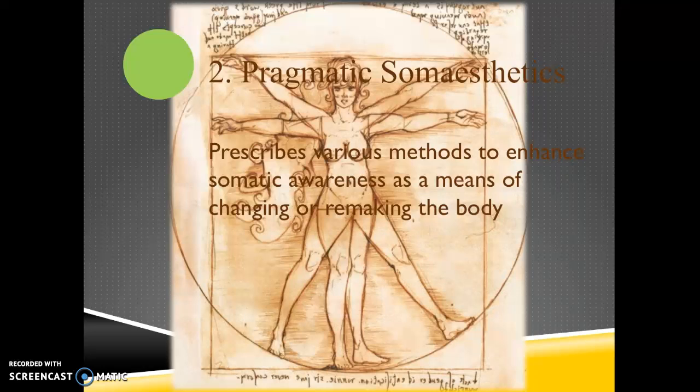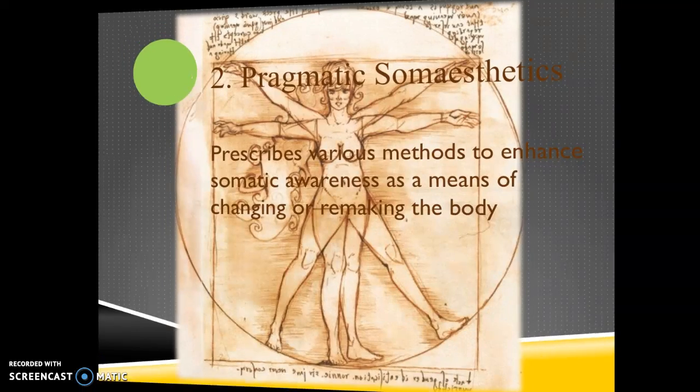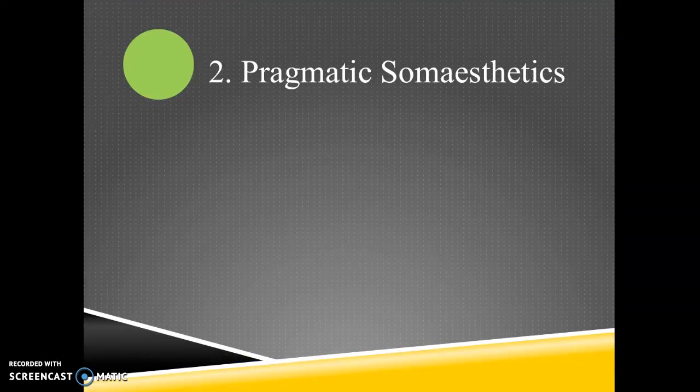The second branch of Somaesthetics, pragmatic Somaesthetics, not only presupposes the theoretical branch, but prescribes various methods to enhance somatic awareness as a means of changing or remaking the body. In addition to the philosophical inquiry of ameliorative somatic awareness, pragmatic Somaesthetics seeks to synthesize physical actions with those of experience in order to propel the body into action.